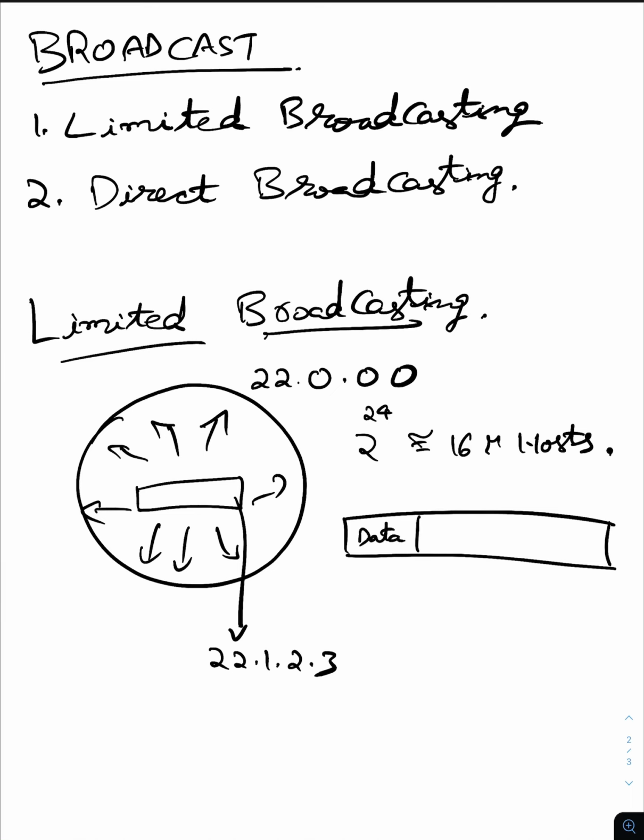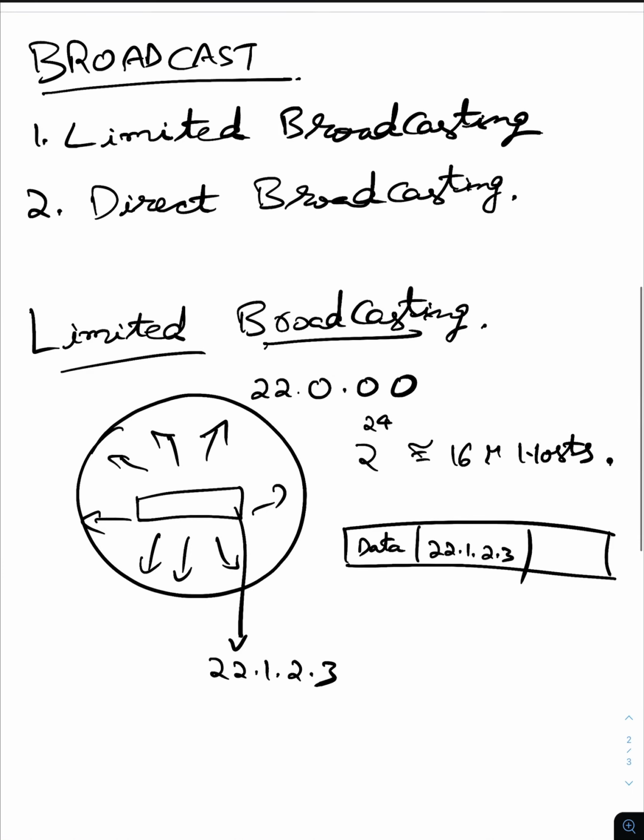So you send your data with your source address, which is 22.1.2.3, to all the hosts, which is limited broadcast. You represent this by 255.255.255.255. So when you send a data packet from a host with your destination address as 255.255.255.255, then it sends the packet to all the other hosts in the same network. This is called limited broadcasting.